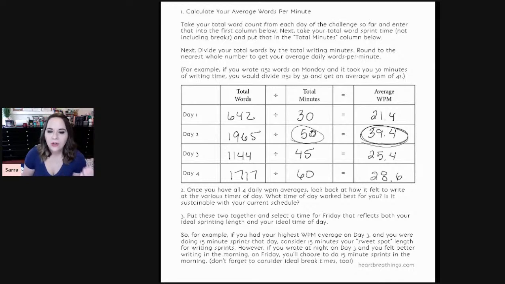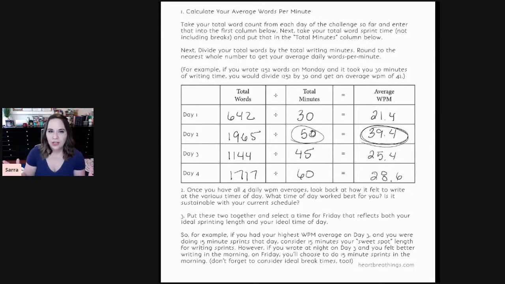you can see that I actually wrote more words in 50 minutes than I did in 60 minutes. And that adds up over time, because if you were doing every single day getting 200 more words in actually less time, you're going to start to be much more efficient.